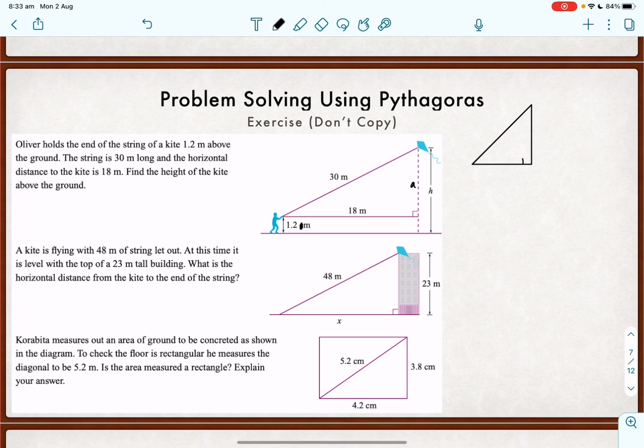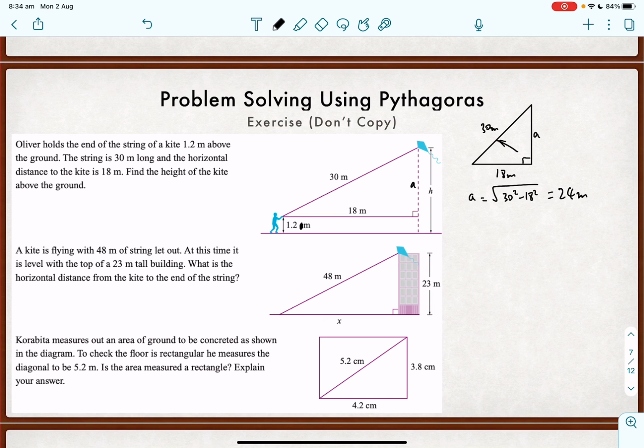Again, always look for the right angle triangle first. So we've got A here. This is 18 meters, and the string is 30 meters. A is a number we don't know, so we minus: the square root of 30 squared minus 18 squared. That's 24 meters. So A is 24 meters.